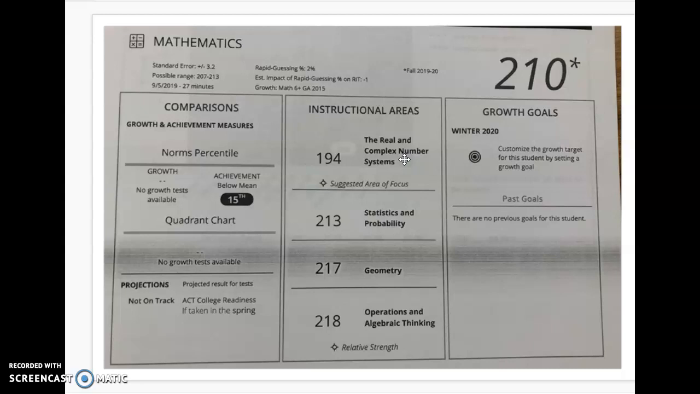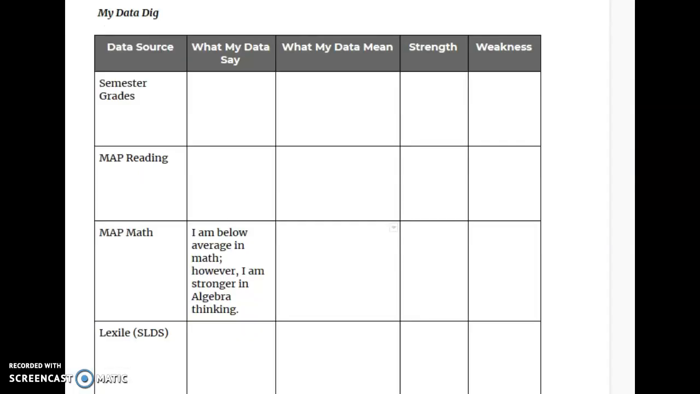Real and complex number systems is probably number sense. So you talk to your ELT teacher, talk to your math teacher. If you don't understand what these things mean, then talk to your trusted adults. We'll help you with this. That's what we're here for. And then we would fill in, well, what does my data mean?